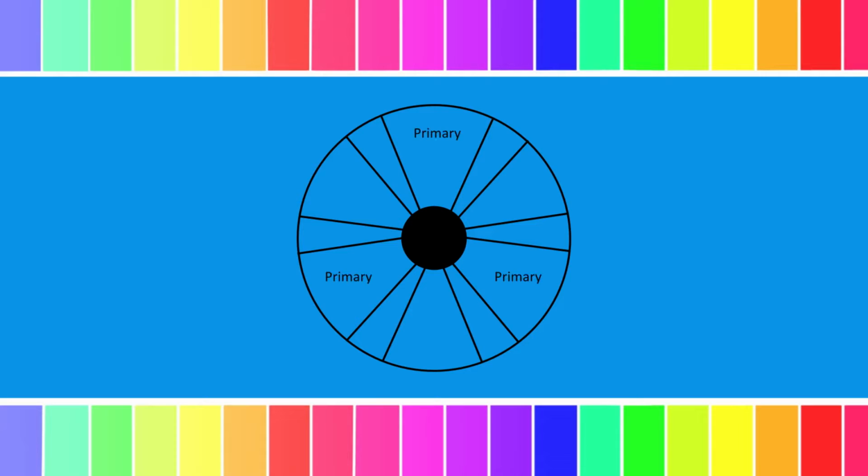The color wheel is made up of three primary colors. Those are colors that can't be made from other colors and make all the other colors. Next, we have secondary colors, which are made by mixing together two primary colors. Then we have tertiary colors, which are a combination of a primary and neighboring secondary color. And in the middle, we have black, which is a combination of all three primaries.